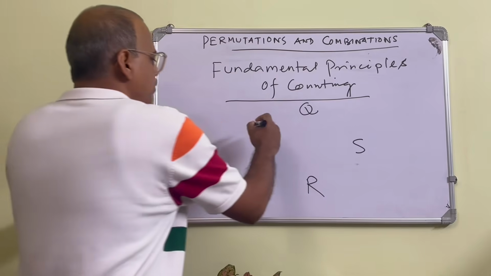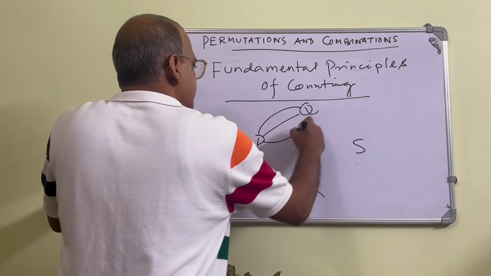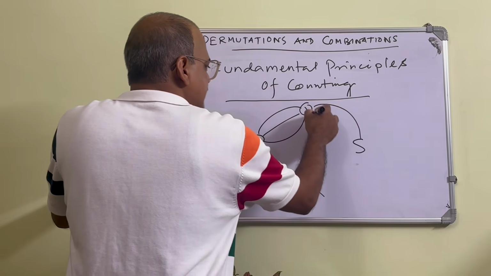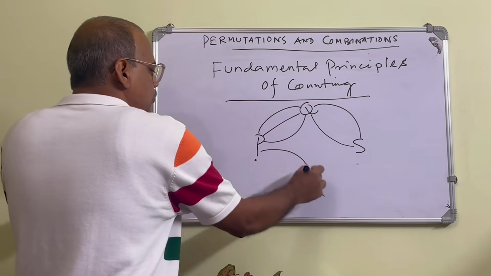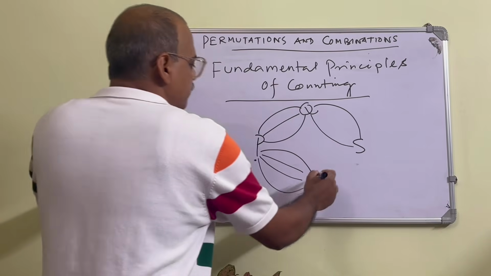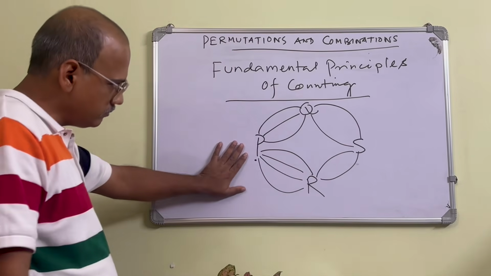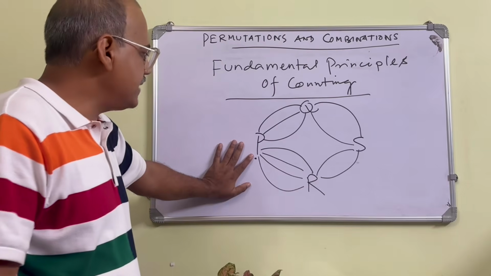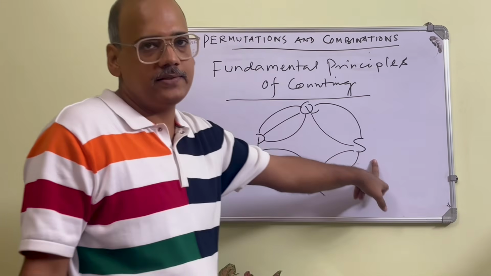Let's assume there are three different routes from Patna to Qatar, and then two different routes from Qatar to Singapore, and from Patna to Rome there are four different ways, and from Rome to Singapore another two different ways. Now how many different ways can I travel from P to S?